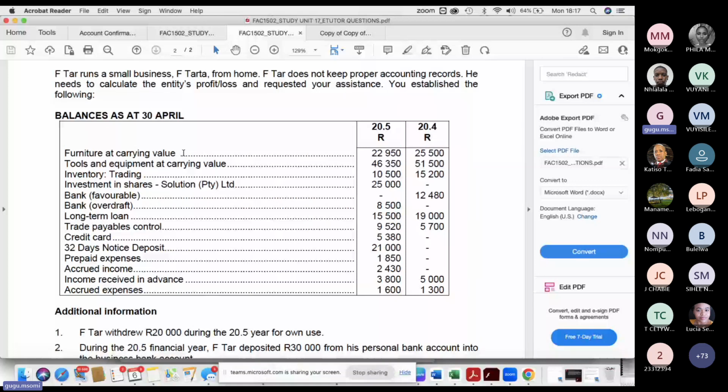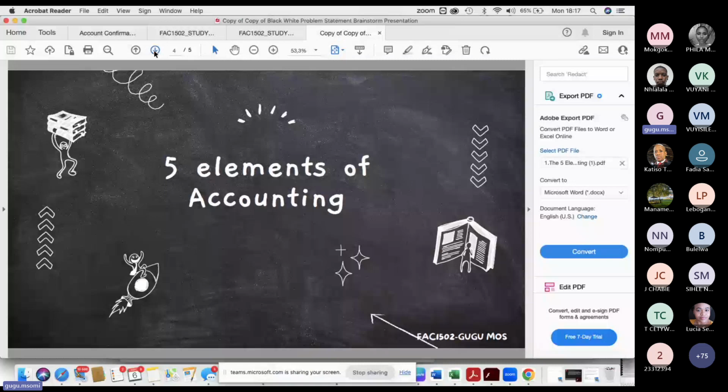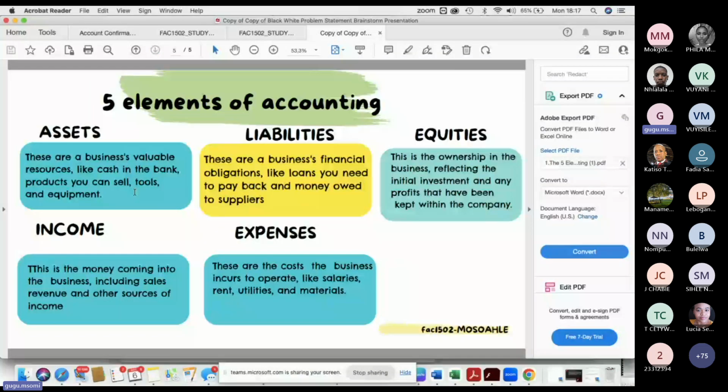Or maybe before we go into each line item, just a recap of what is an asset and a liability. Assets are all your business resources, like your cash, your products you can sell, tools and equipment. So anything you use or own to actually create value or bring in value into your business. And then your liabilities are all your obligations.